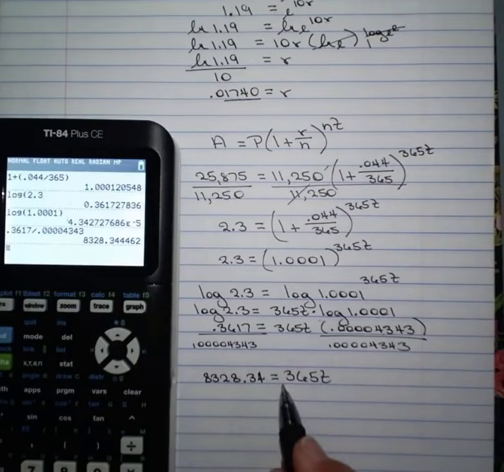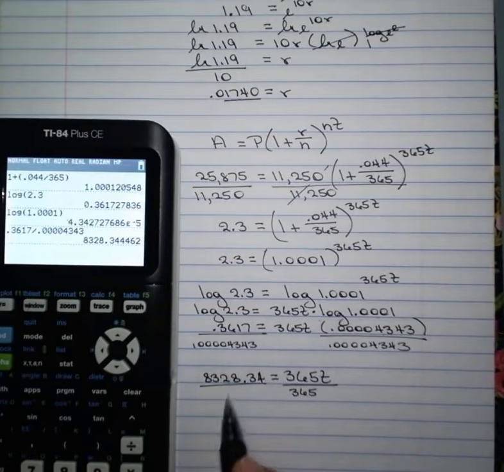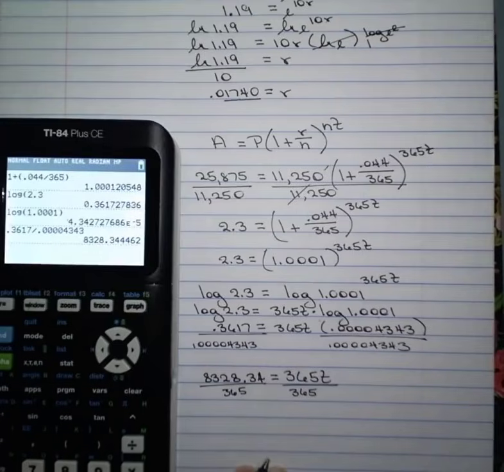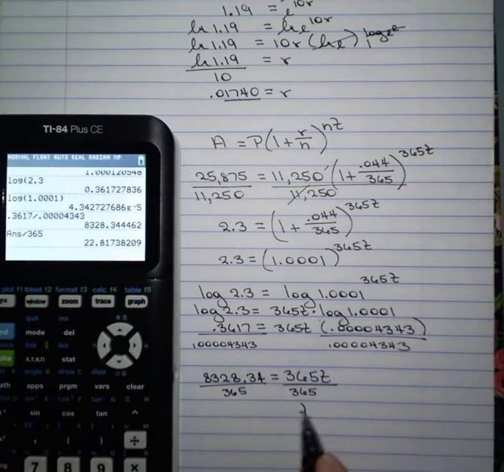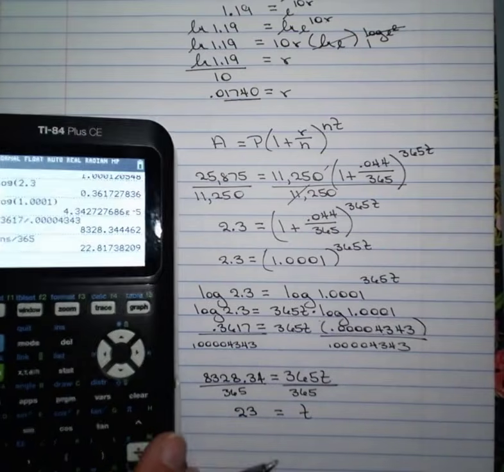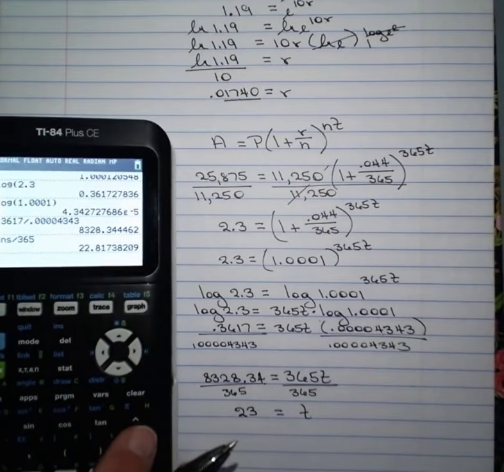And now all I have to do is divide both sides by 365, because this was basically giving it to me in days, and I want time in years. I'll say answer divided by 365, and I end up with time is equal to 22.8. Let's go to the nearest year, 23 years. So time is 23.